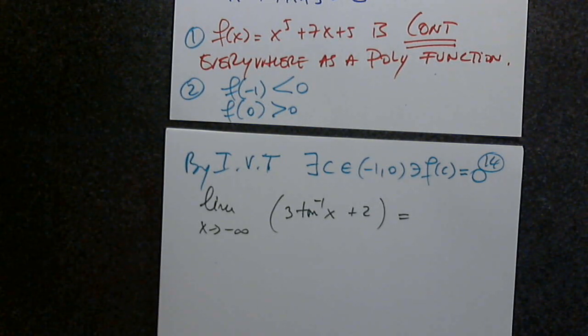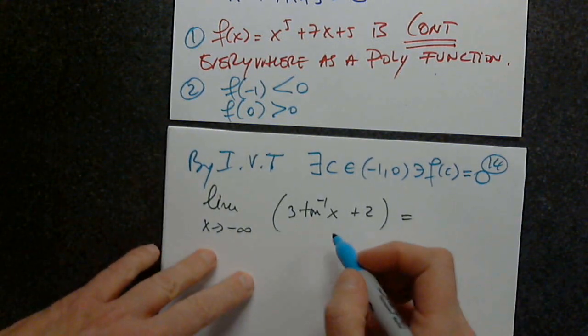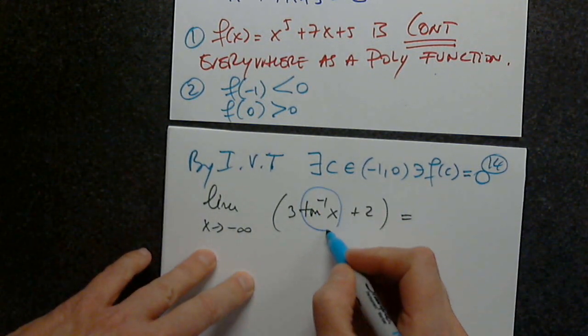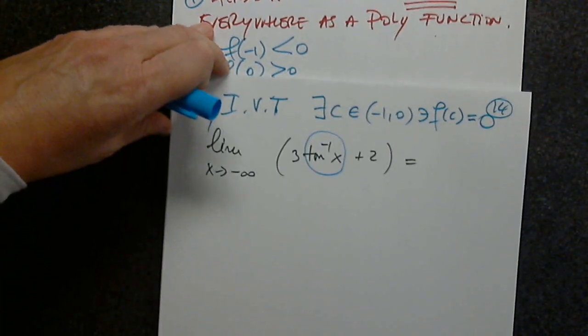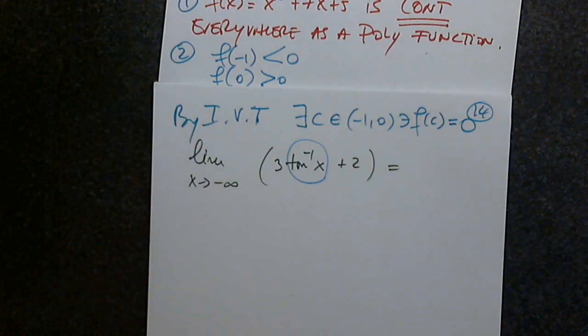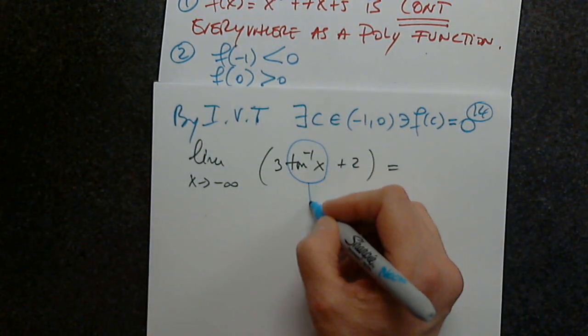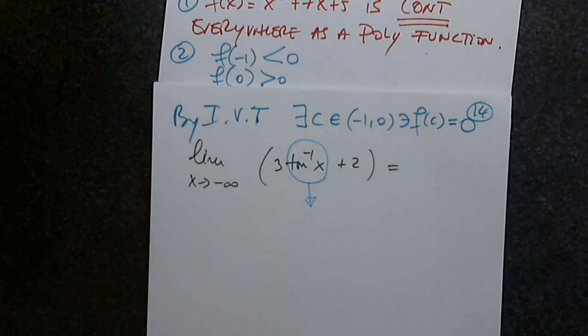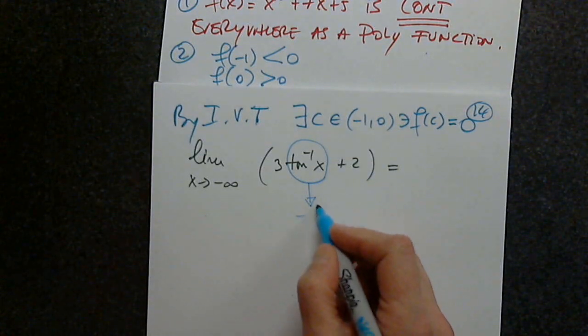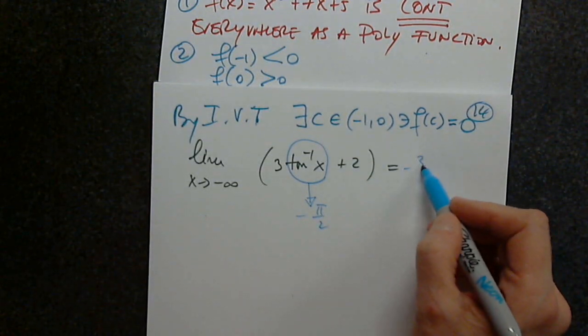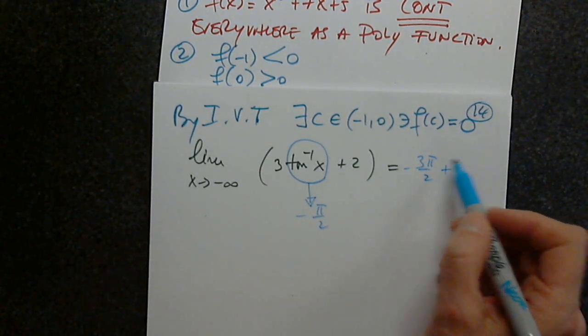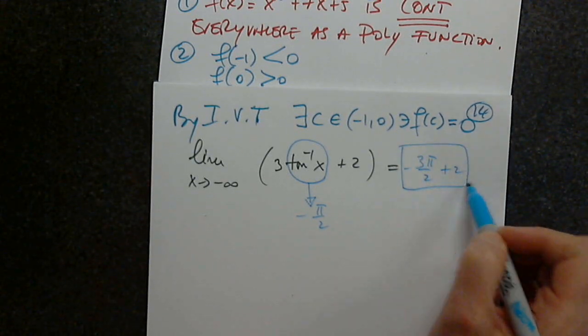Good. So of course we have to plug it in to see what's happening. And please remember the graph of tangent inverse. If you need me to refresh your memory, I will graph it again with pleasure. But if you do remember, when x approaches negative infinity, this piece approaches negative pi over 2. Very good, awesome. So negative 3 pi over 2 plus 2 is the final answer.